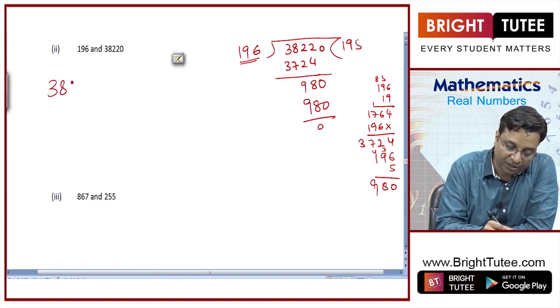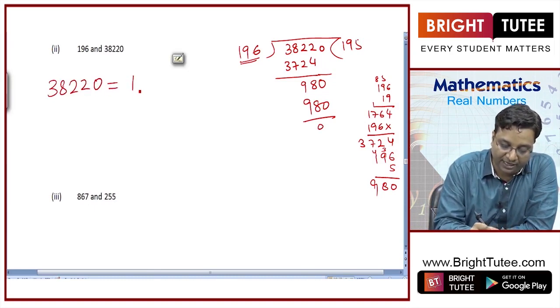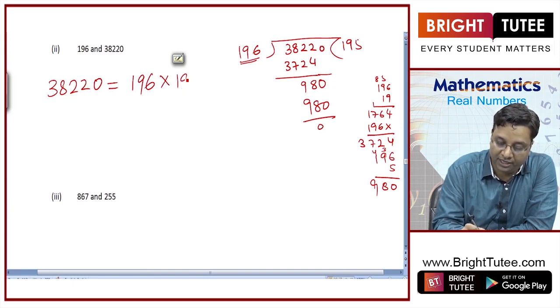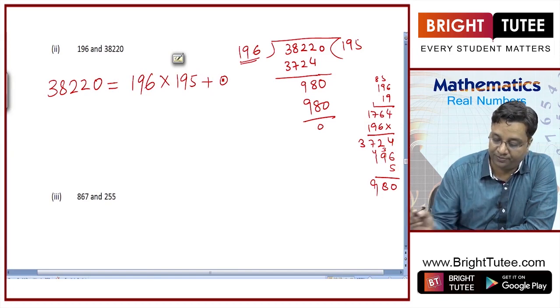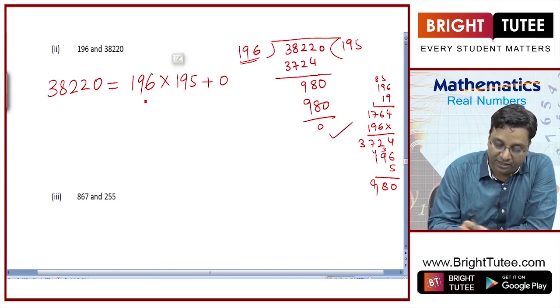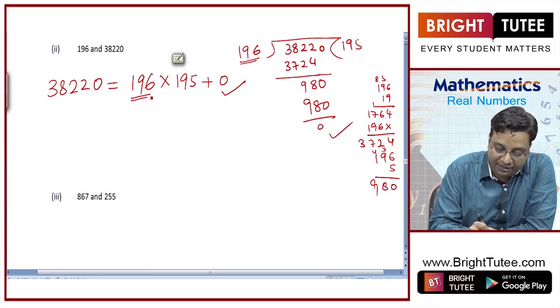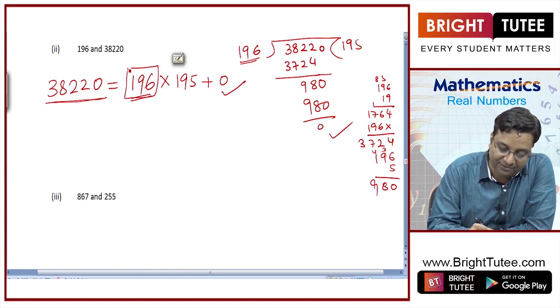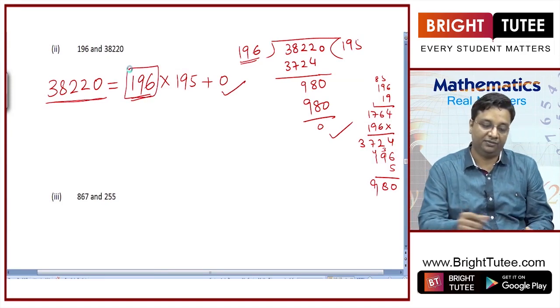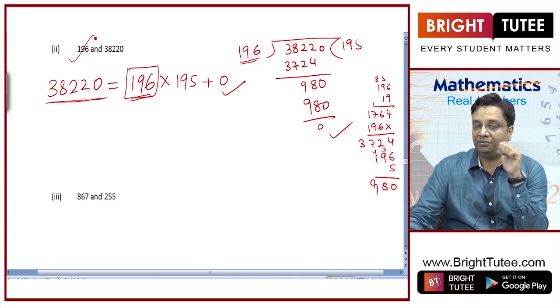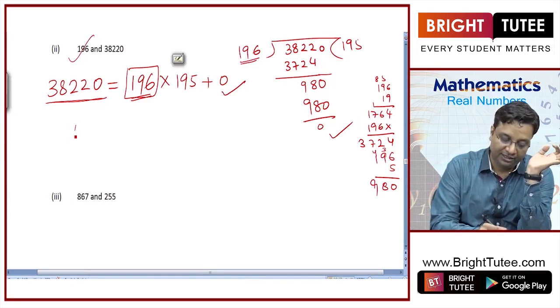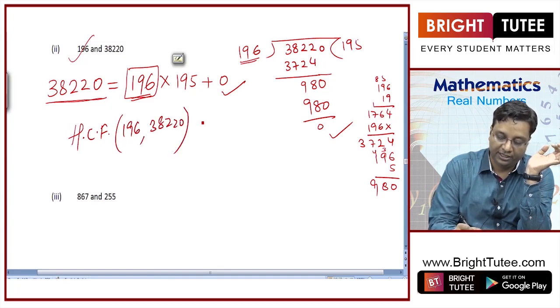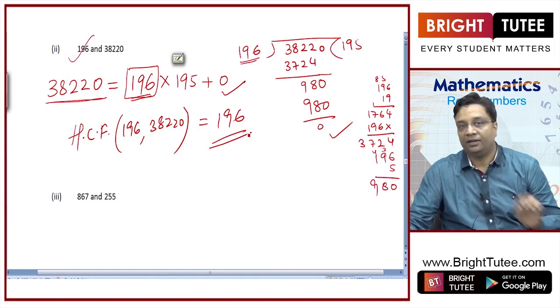So writing it into the Euclid's division algorithm form, I can write it as 38220 equals 196 into 195 plus 0, right? So when the remainder is 0, that means 196 completely divides 38220. Hence, this is the HCF. We discussed this in the introduction part, that if the divisor divides the dividend completely, then the divisor itself is the HCF. So HCF of 196 and 38220 is 196.